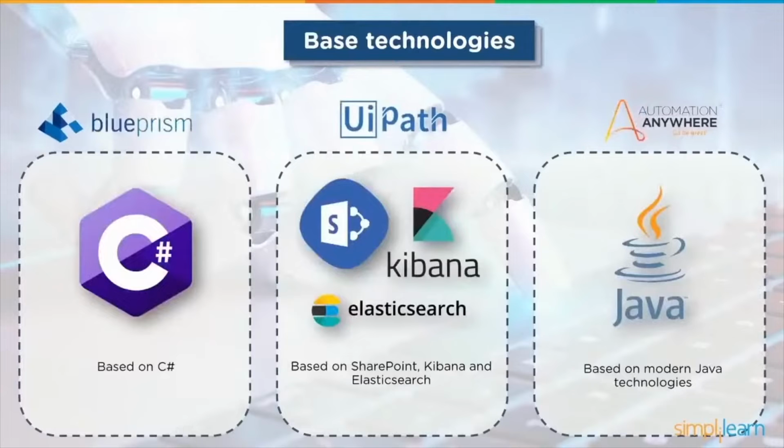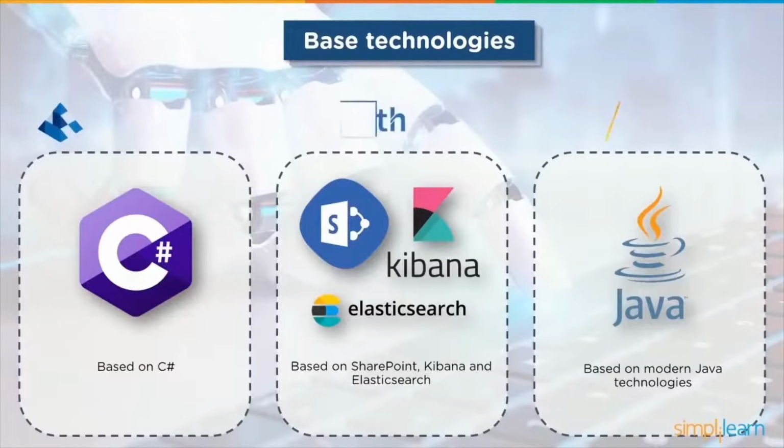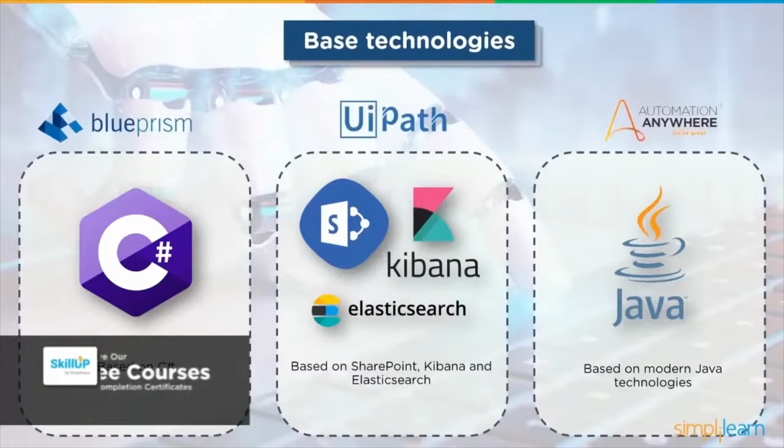Next up is base technologies. Base technologies define the technology with which the software was built. Blueprism is based on C#. UiPath is based on Microsoft vendors like SharePoint, Kibana, and Elasticsearch, while Automation Anywhere is based on modern Java technologies.